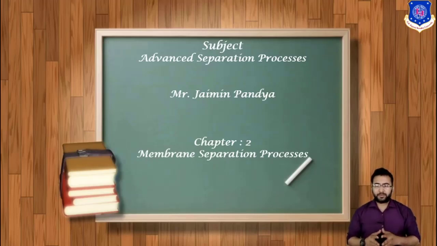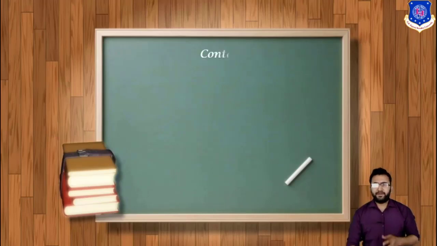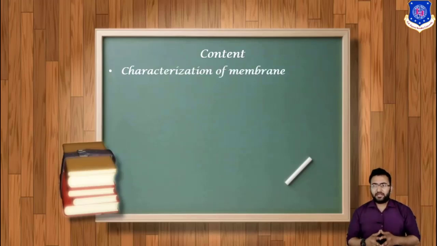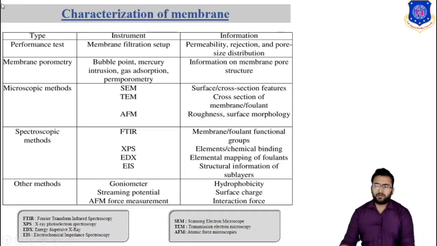So let's continue with chapter number 2, which is the membrane separation process. In this lecture, we will discuss various techniques for the characterization of membrane. In the previous lecture we talked about TEM, which means transmission electron microscopy. Apart from TEM there are two more microscopic techniques, SEM and AFM. SEM means scanning electron microscopy and AFM means atomic force microscopy. So let us understand the difference between TEM, SEM and AFM.